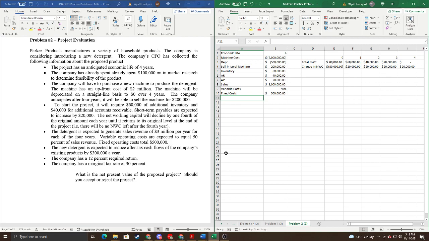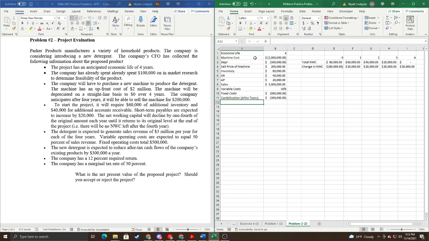So now, the new detergent is expected to reduce after-tax cash flows of the company's existing products by $300,000 a year. So cannibalization, and I might have spelled that wrong, and I'm sorry if I did, but there we go. So $300,000 a year. And once again, we kind of forgot, but we need to make all of these negative. So there we go. So fixed costs are negative $500,000.